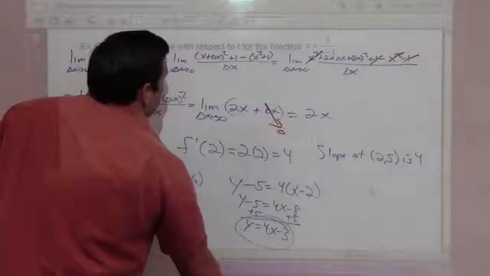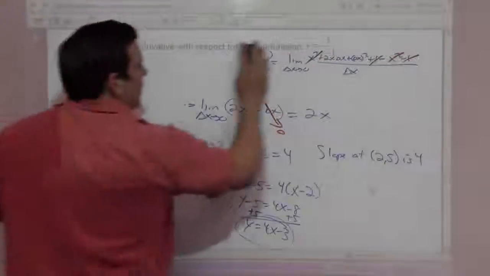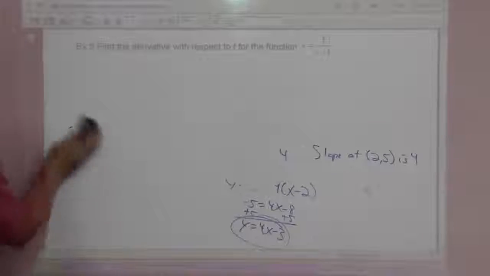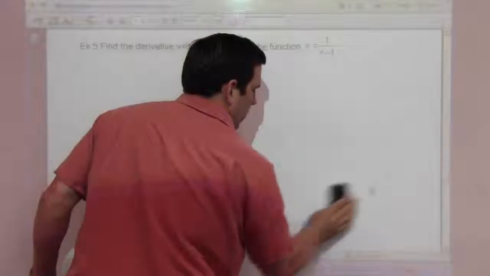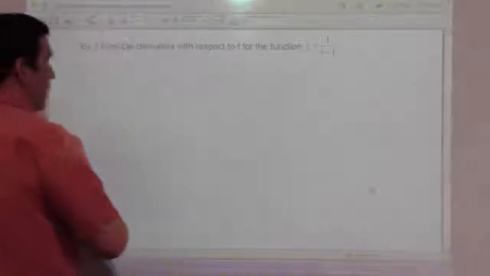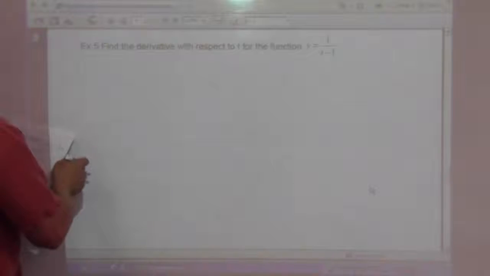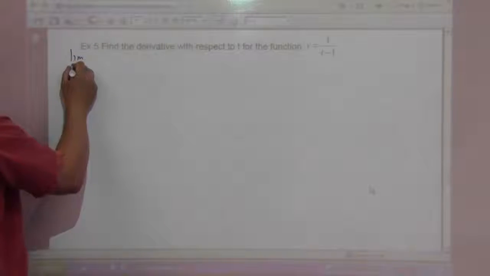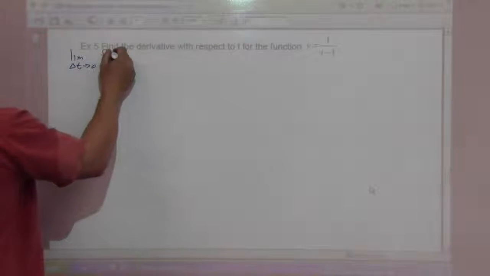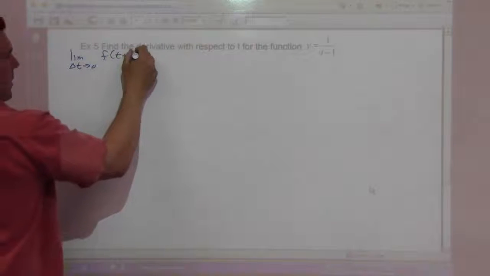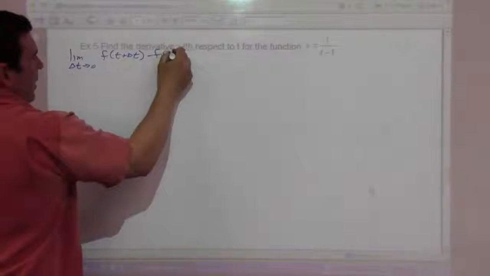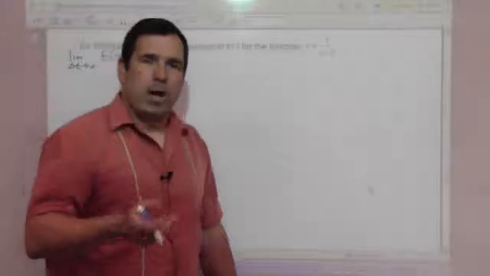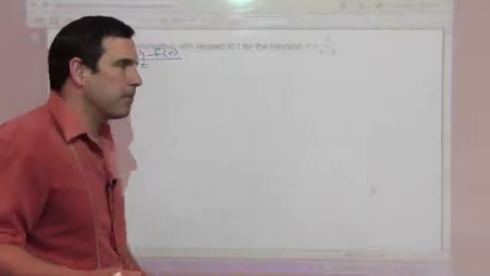Example 5 says to find the derivative with respect to t for the function y equals 1 over t minus 1. So again, now this has a variable t instead of x, so we're looking at the limit this time as delta t goes to 0 of f of t plus delta t minus f of t over delta t. And the hardest thing about this one is it's dealing with fractions. And a lot of people don't like to deal with fractions.